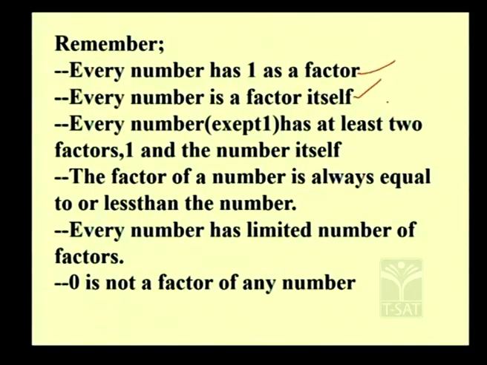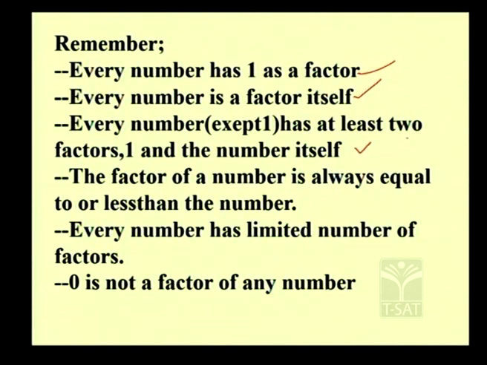What is the meaning that 24 divides 24 exactly? 81 divides 81 exactly. So, 81 divided by 81, the remainder is 0. 2 divided by 2 will get 0 remainder. So, every number has itself as a factor, and you observe on the screen, every number except 1 has at least 2 factors, 1 and the number itself.